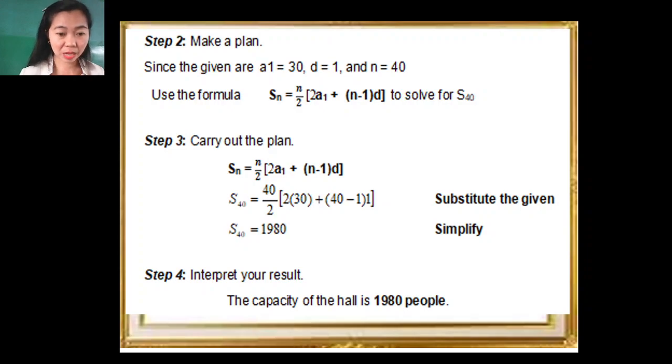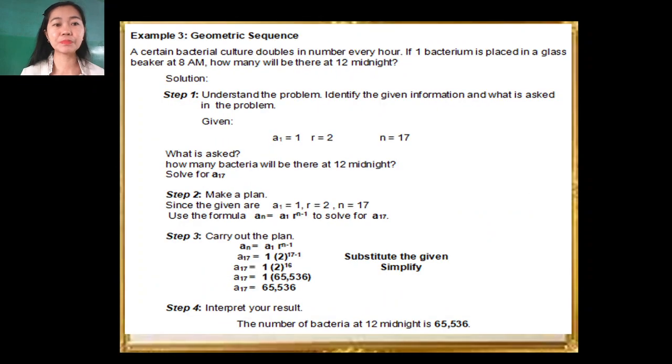1,980 means? So, let us interpret the result. The capacity of the hall is 1,980 people. So, that's the answer because the total number of chairs for up to 40 rows is equal to 1,980, applying the arithmetic series. Now, let's proceed to the next example.